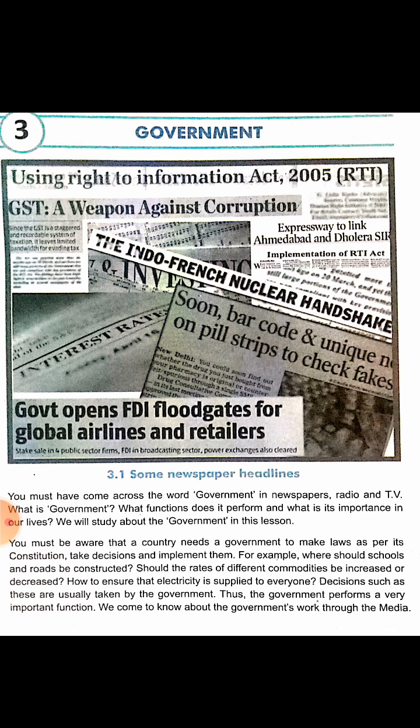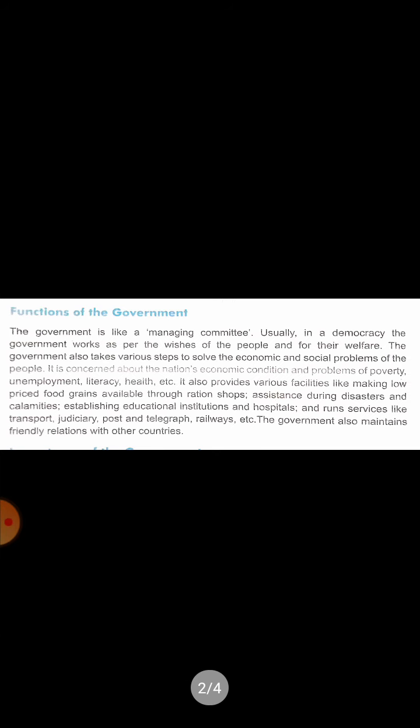So these are the main functions of government, or the importance of government. Now we will learn more about the functions of government, that is there in the next page, page number 14. What are the functions of the government?